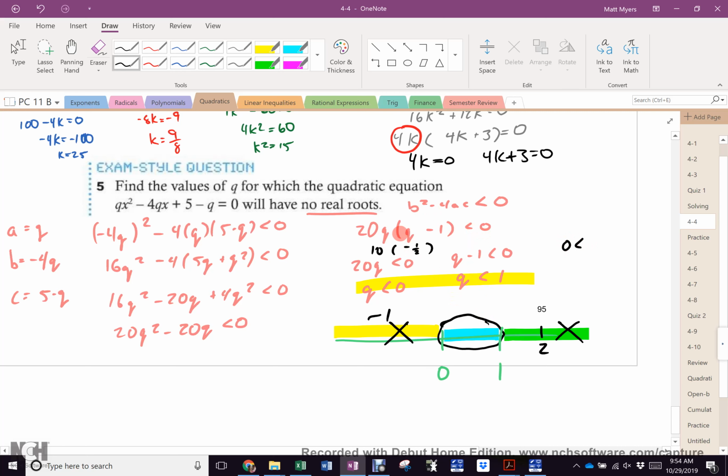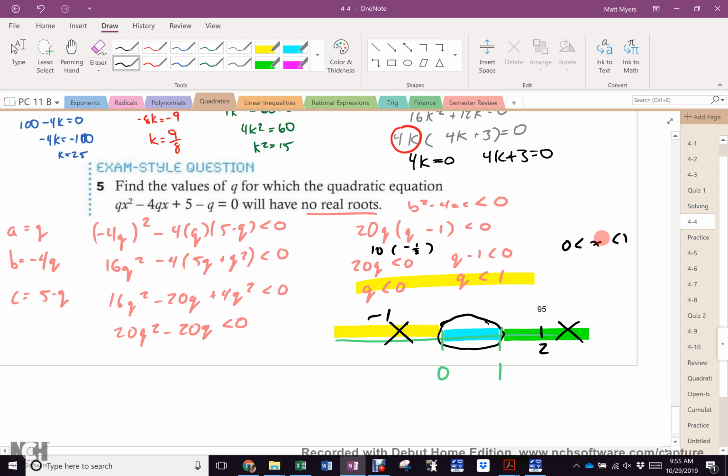Did 0 work? Does 0 work? 0 times anything is 0. I need to be less than 0, don't I? So 0 doesn't work, does it? Does 1 work? Why not, Preston? Because 1 minus 1 is 0, right? So 1 doesn't work. So can I have any equal signs there? It's got to be between 0 and 1 with no equal signs.